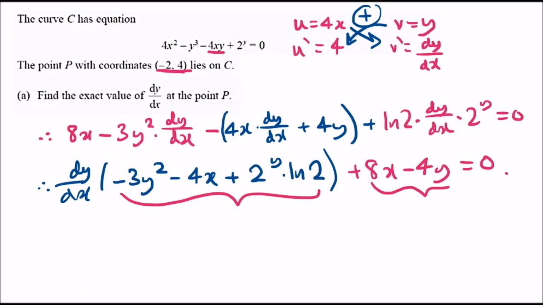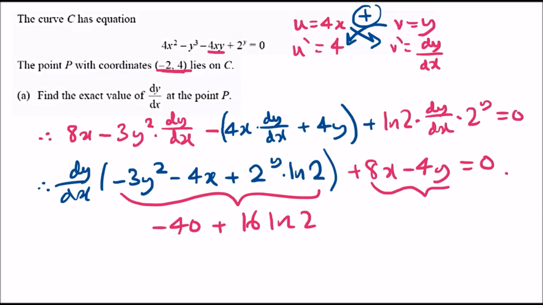Okay, so let's evaluate this piece by piece, because we need the exact value. So we've got 3y squared minus 4x. Plugging in x for minus 2 and y for 4, we should get 4 squared minus 4 times minus 2. And I got minus 40 for these two terms. And these two here, 2 to the power y log 2. 2 to the power 4, I believe, is 16, if I remember. Yep, so it'll be 16 log 2.